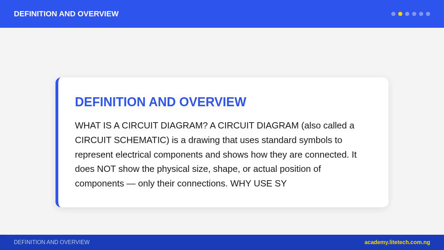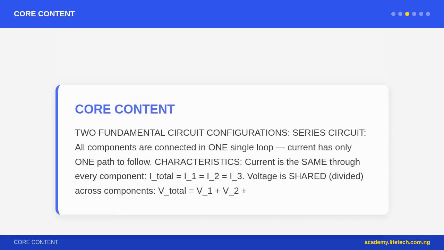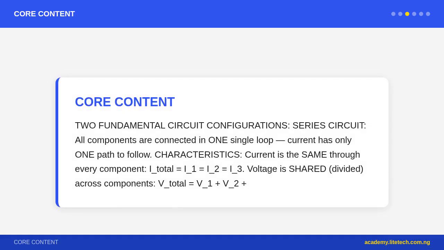Two fundamental circuit configurations. Series circuit: all components are connected in one single loop. Current has only one path to follow. Characteristics. Current is the same through every component. I_total equals I_1 equals I_2 equals I_3.